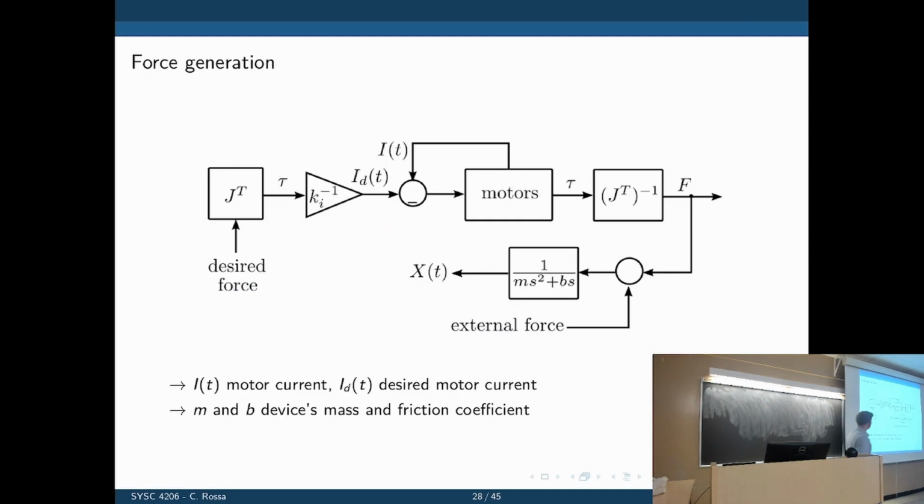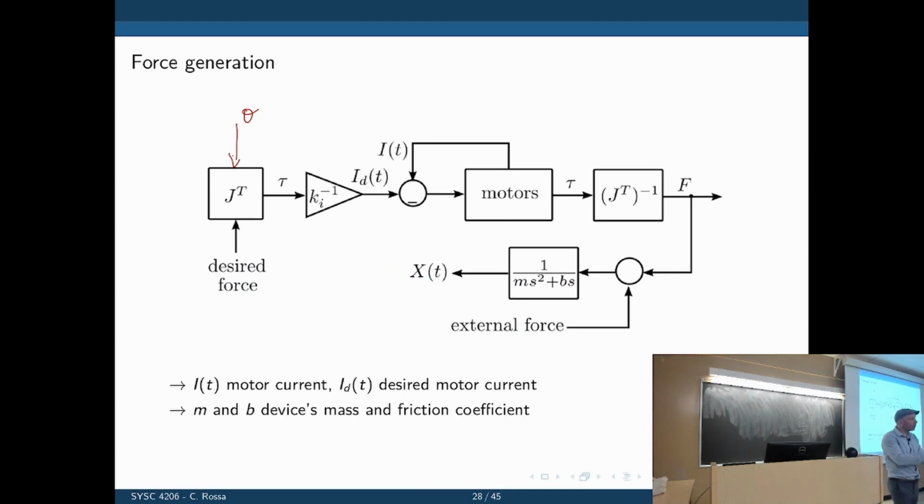Remember that, going back to this, we had a virtual environment and we somehow defined a force that is to be applied by the haptic device. That's this. We can't control the force, but we can control the torques in each individual joint in that motor. So we pass the force through the transposed Jacobian. Remember that the Jacobian is a function of all the angles of the haptic device. Through that, we get a torque.